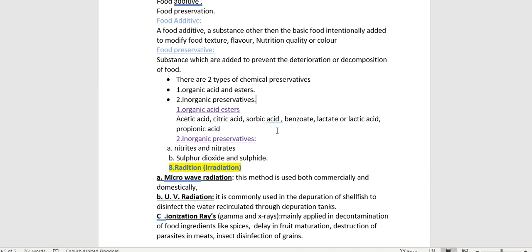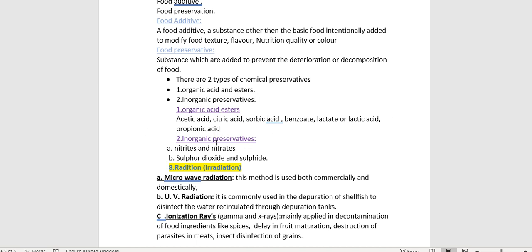For example, take sorbic acid, where sorbate or sorbic acid is mainly used in cheese products, baked goods, syrups, fruit juices, jellies, etc. Benzoate is mainly incorporated into jams, jellies, carbonated beverages, salads, pickles, etc. Acetate or acetic acid, in the form of vinegar, is used in pickles, ketchup, pickled sausage and pig's feet. That's how these organic acids and esters are used in the preservation of different kinds of foods.